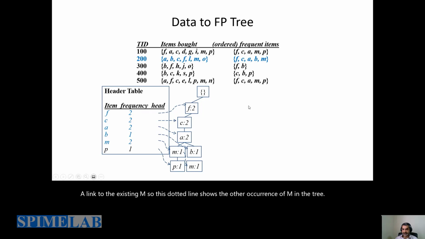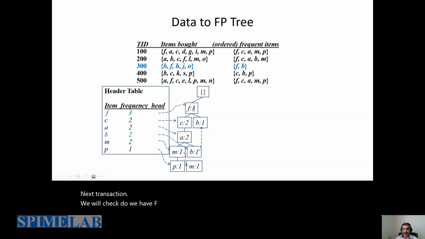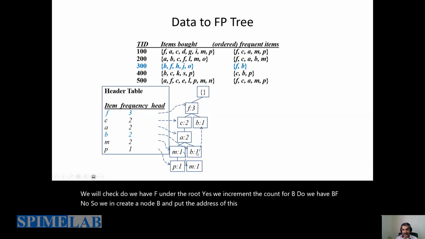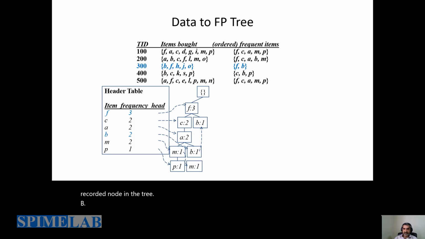Next transaction, FB. We will check, do we have F under the root? Yes, we increment the count. Under F, do we have B? No. So we create a node B and put the address of this node in the previously recorded node in the tree. Will you help me do this transaction, CBP?